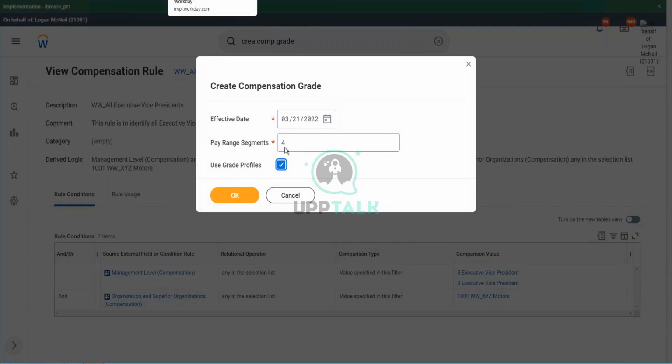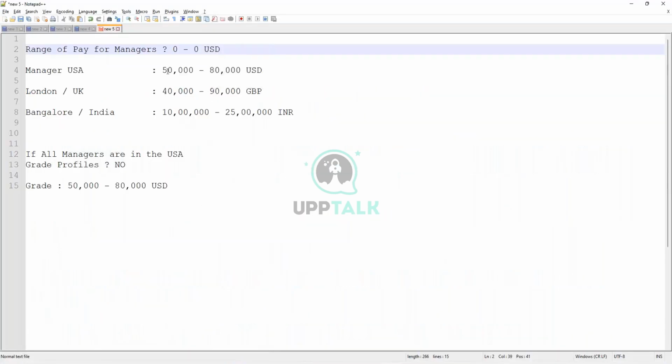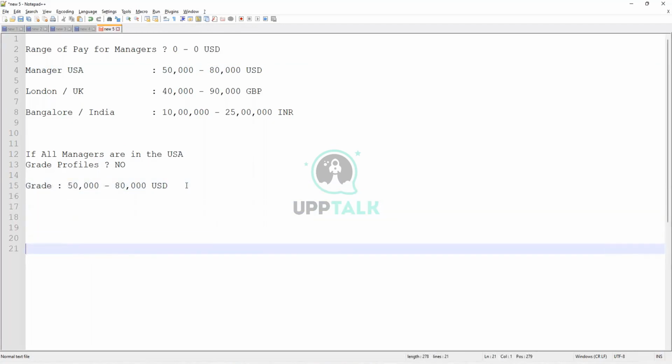Alright now, what are these pay range segments? Now it is quite common in organizations to run some reports based on where people are within a pay range. A range can be a big range. You see, here the ranges that we have defined are quite big ranges, 50,000 to 80,000. Now, how are the managers in the US distributed amongst this 50,000 to 80,000? Let's say we have managers in the US.